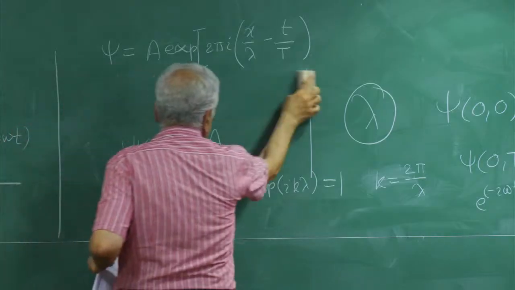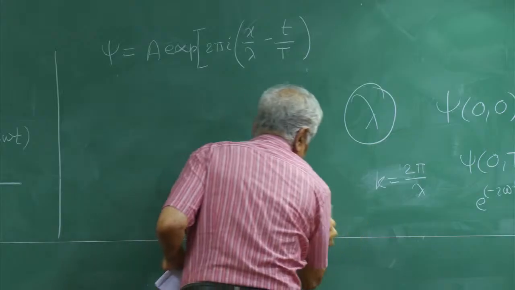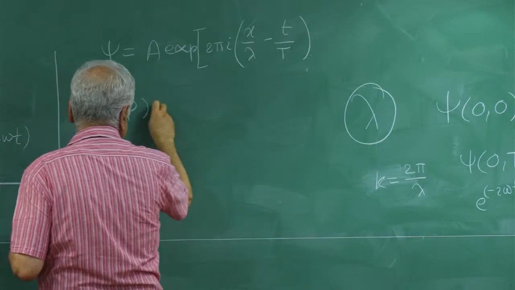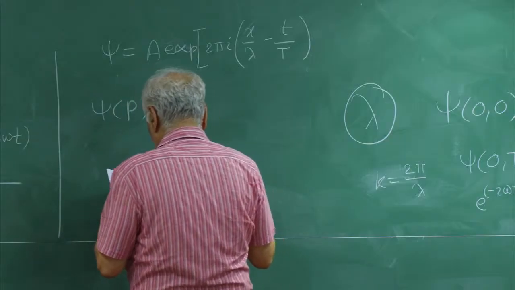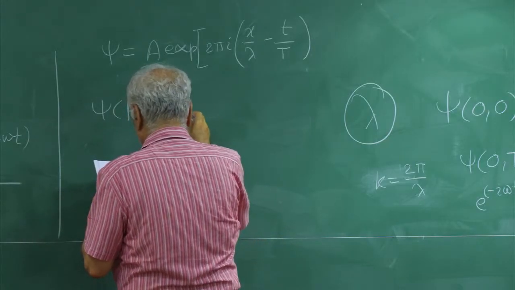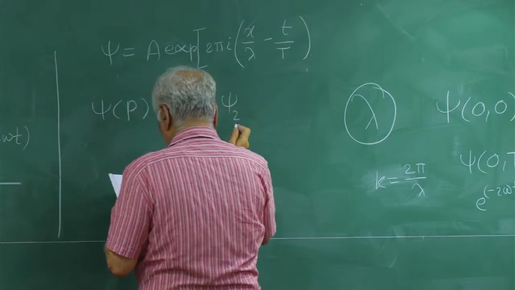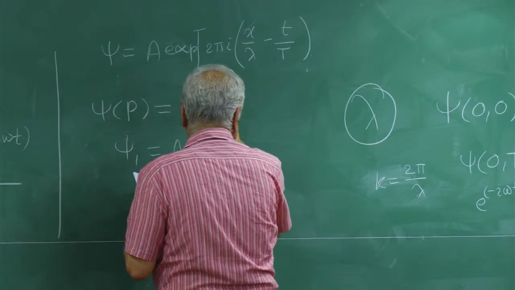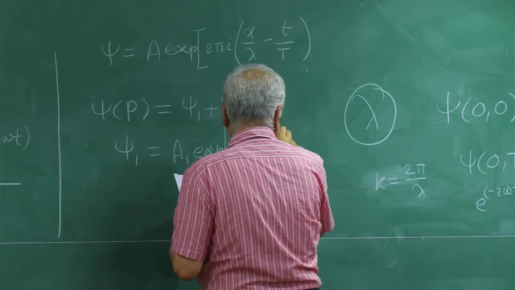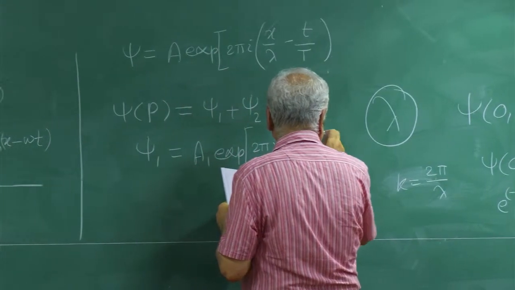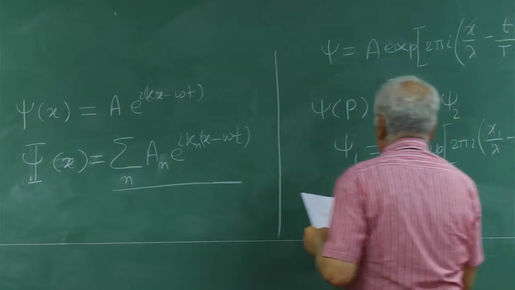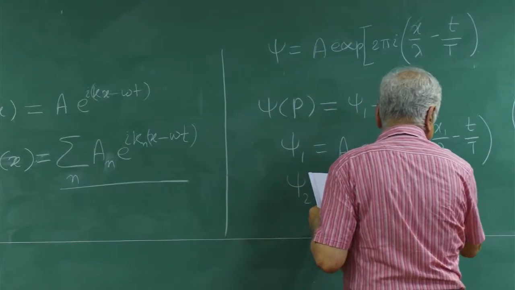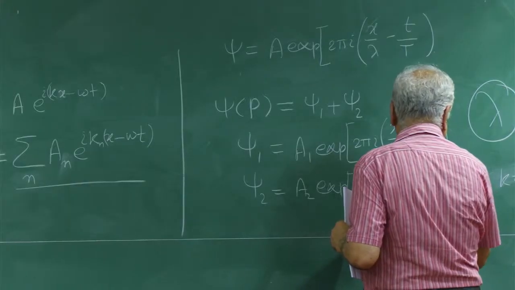So let me write this superposition. Yes, just a moment. ψp, I want to find out the intensity at P. So ψp, or the amplitude at P, is equal to ψ1 plus ψ2, where ψ1 is equal to A1 exp[2πi(x1 by λ minus t by T)], and ψ2 is equal to A2 exp[2πi(x2 by λ minus t by T)].